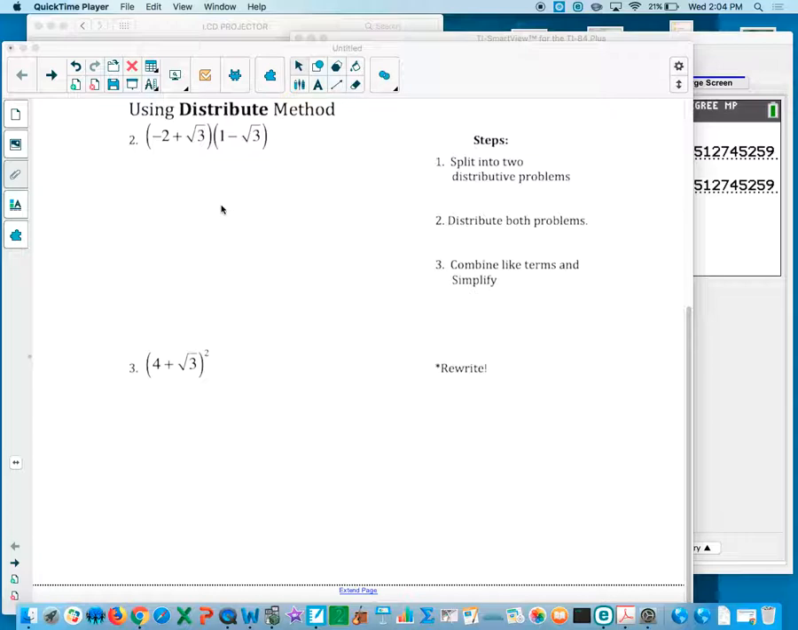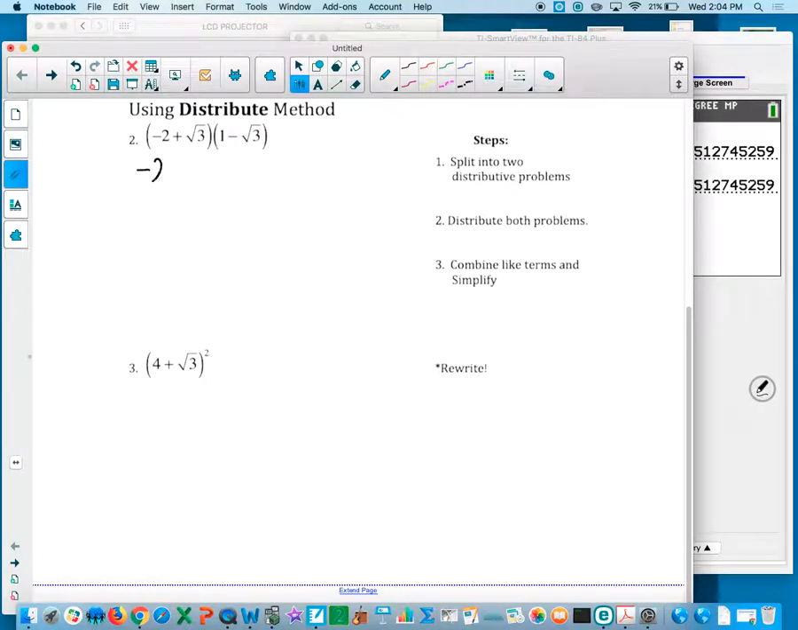First step, it's to split into two distributive problems. This essentially is what you're doing in FOILing, but we're taking the first number in the first parentheses and multiplying it by the entire second parentheses. Then you're taking the second number in that first parentheses and multiplying it also by the second parentheses. Now it's just a distributing problem, so we'll distribute in our next step.